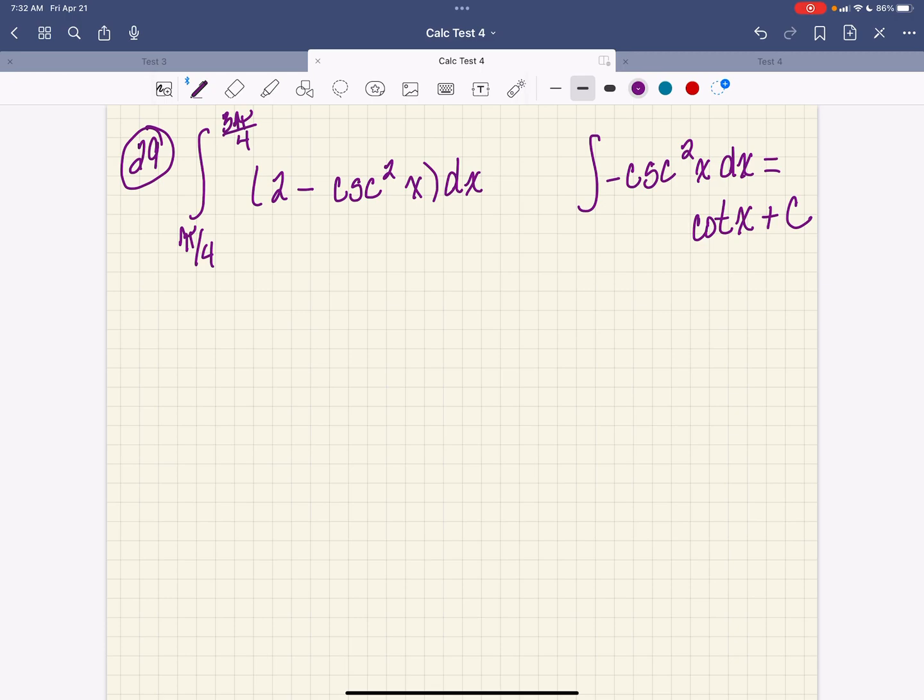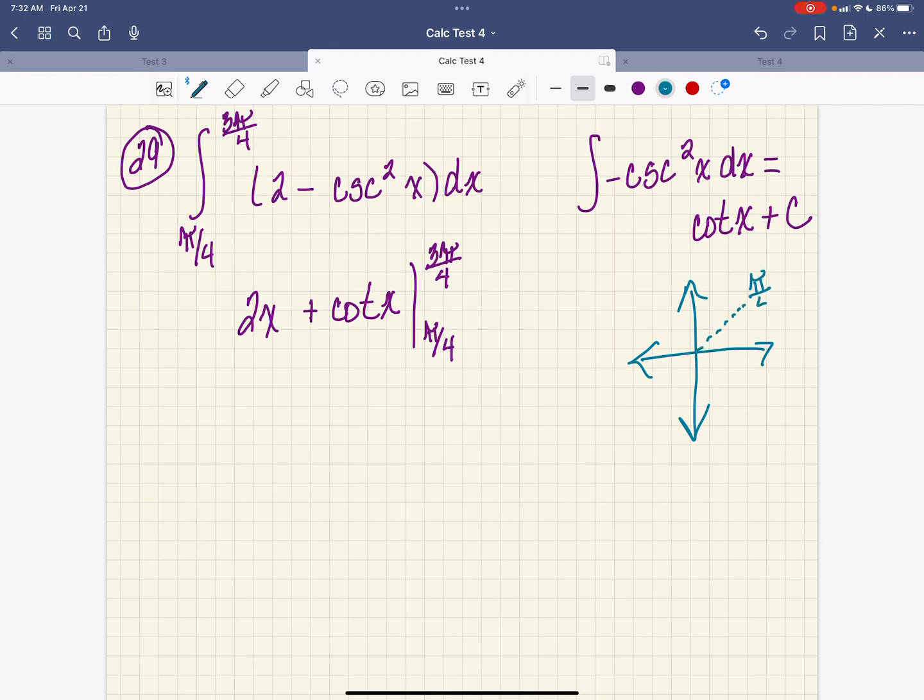So the antiderivative of 2 is going to be 2x. Okay, the antiderivative of this negative cosecant squared of x is cotangent of x. Okay, we do not need the plus c because this is a definite integral, and we are going to be evaluating this from pi over 4 to 3 pi over 4. Okay, now just a quick note about the unit circle. We are talking about pi over 4 right here, and then we are talking about 3 pi over 4.